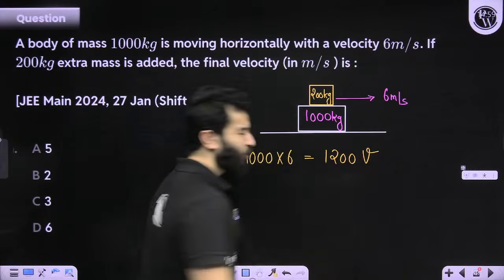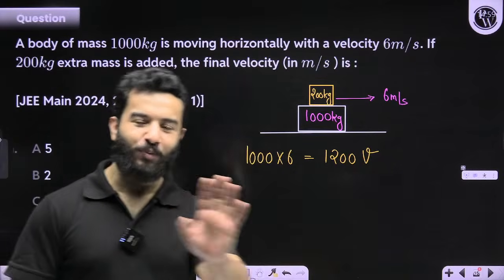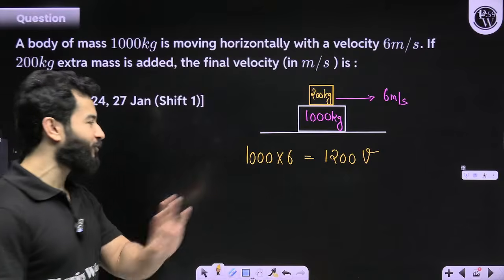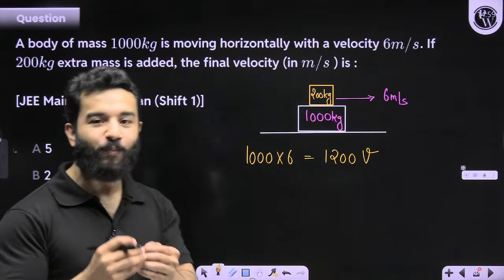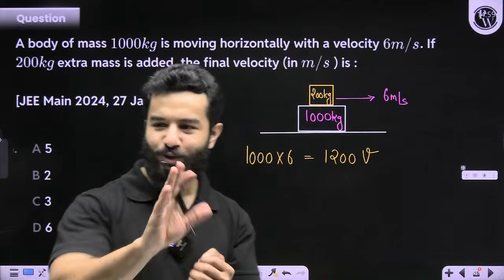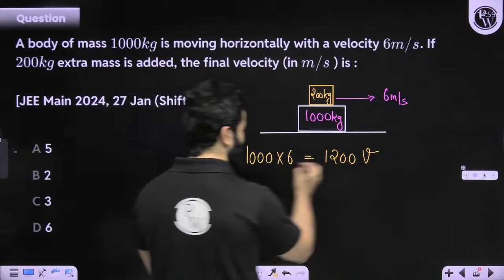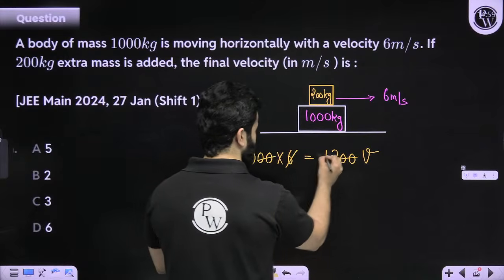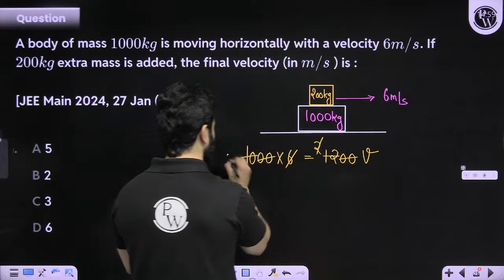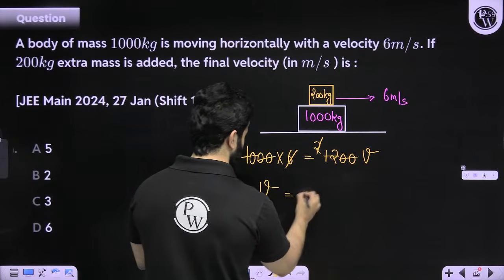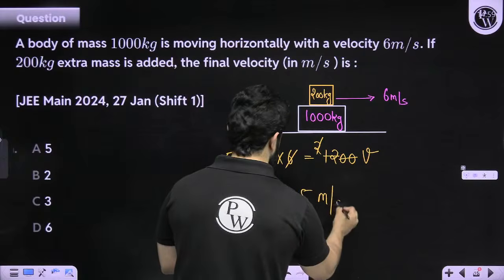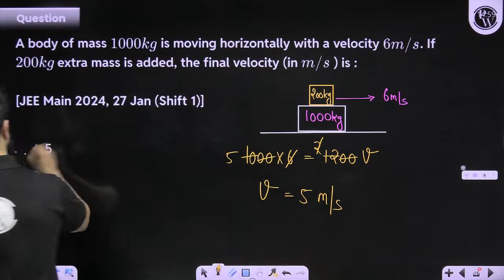In today's class, we are going to solve many complex problems of conservation of linear momentum and work energy theorem, because we have to complete work, power, energy also in today's class. So don't worry. This is a very easy problem. Okay. So this cancels out. This is 2. This is 5. Answer is going to be 5 meter per second.